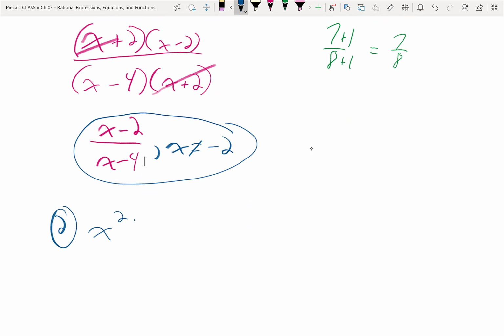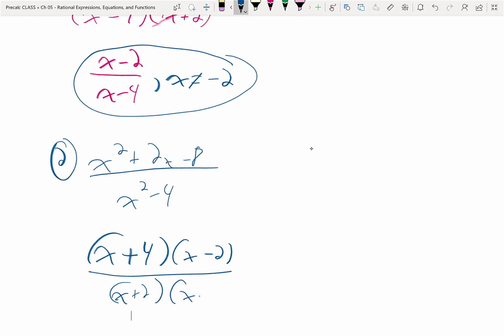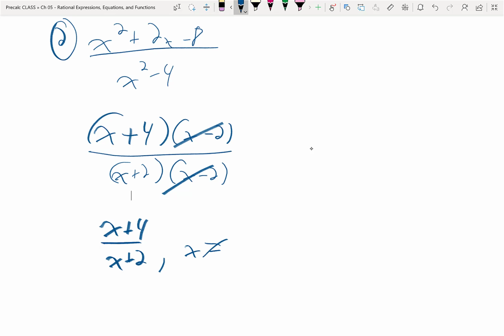Okay, second one. X squared plus 2x minus 8 over x squared minus 4. Same idea. In this one, you're going to get an x plus 4 and an x minus 2. X plus 2, x minus 2. When you cancel those, you're left with this. What value could x not have been based on what you canceled? Yeah, so you're going to say x can't be 2.